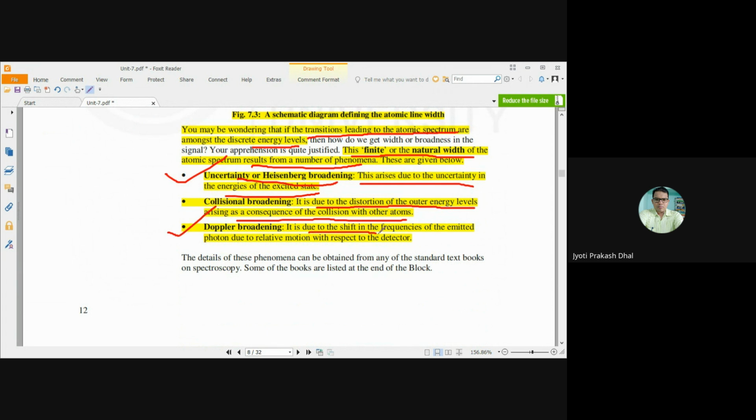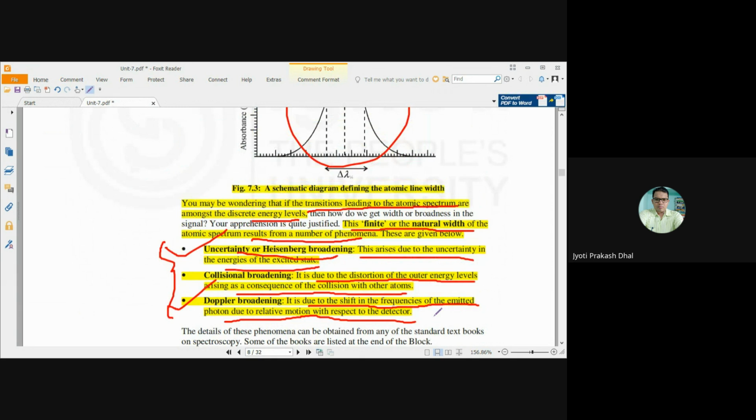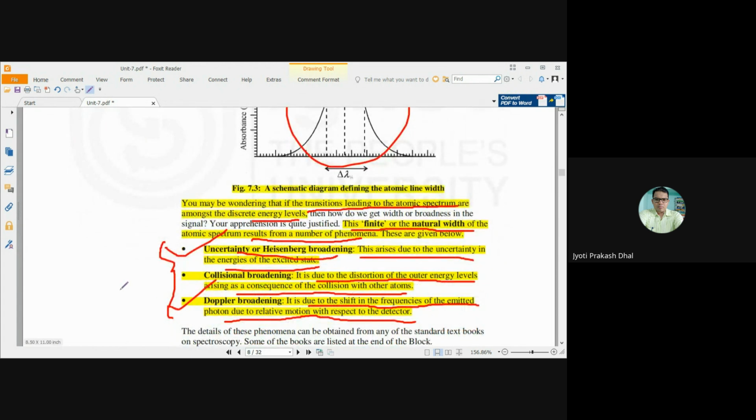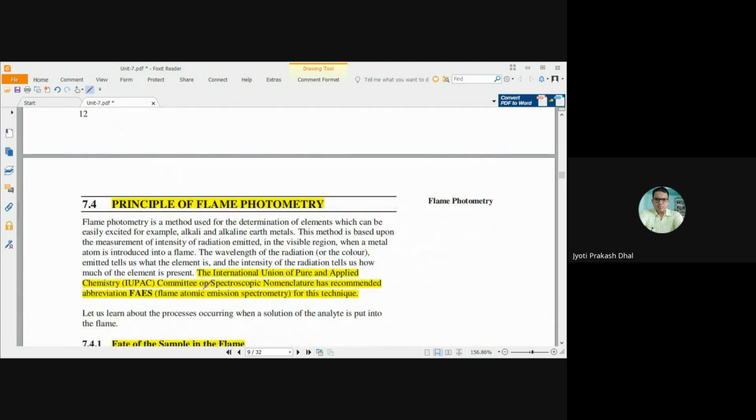It is due to the shift of the frequency of the emitted photons due to relative motion with respect to the detector. So these are the three causes of the broadening of the atomic spectra. Theoretically, the atomic spectra should be a sharp line with zero FWHM, but in the practical case, we will find a finite FWHM or natural width of a signal. That is due to these three causes.